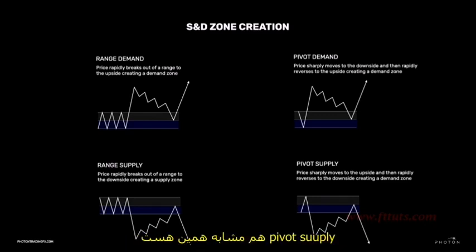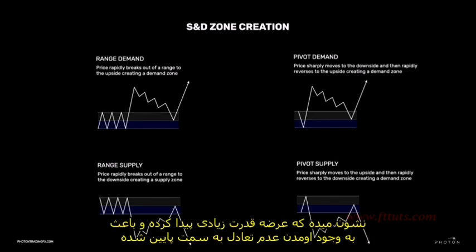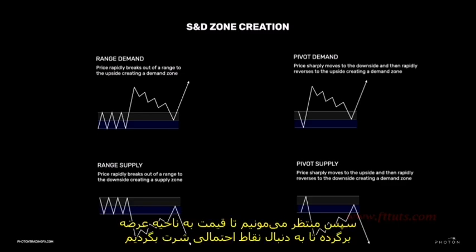So then pivot supply is obviously the same, but the opposite, where we see a small sharp movement to the upside that is then rapidly reversed with an expansive move to the downside, showing that supply has then overpowered demand, causing that imbalance to the downside, where we will then look for price to return to that pivot created supply zone to potentially look for short entries.